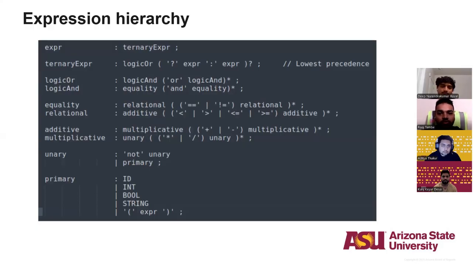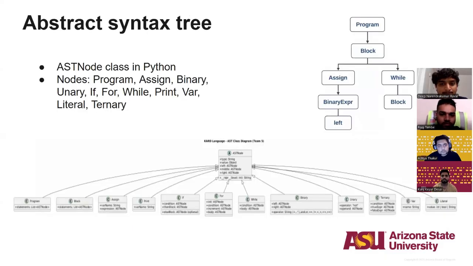This slide shows our expression hierarchy. We structured our grammar rules to inherently respect precedence. Multiplication and division sit higher in the tree than addition and subtraction, ensuring that they are evaluated first naturally, without us needing to write complex custom logic to handle it. This table shows the expression hierarchy in order.